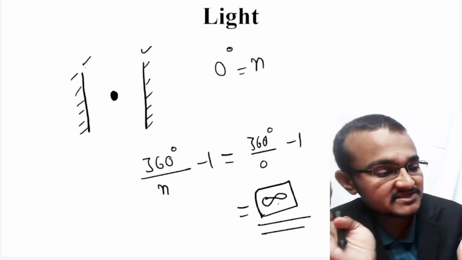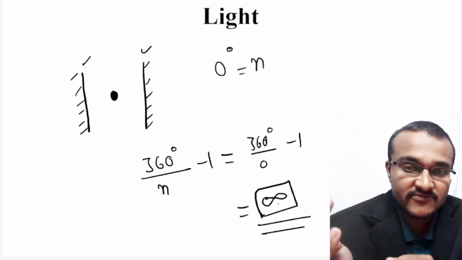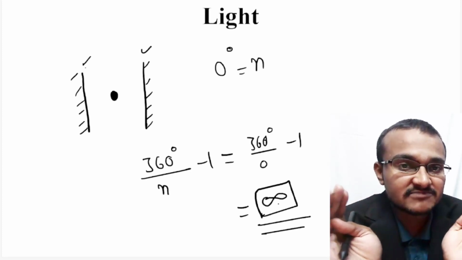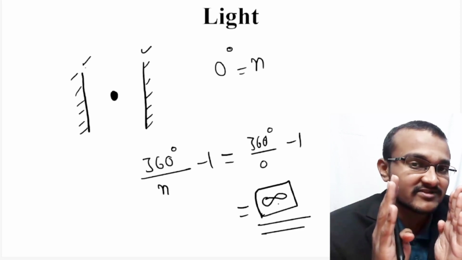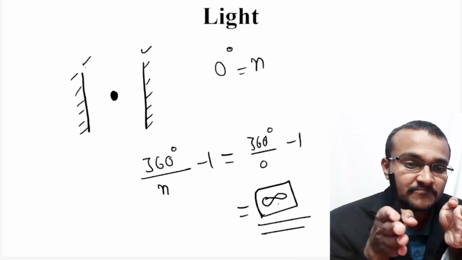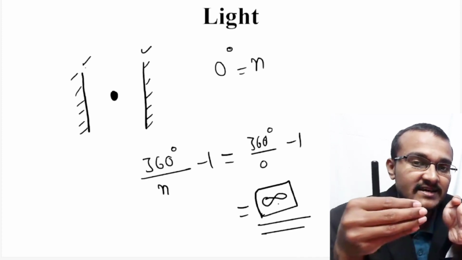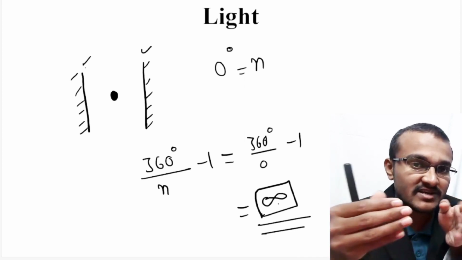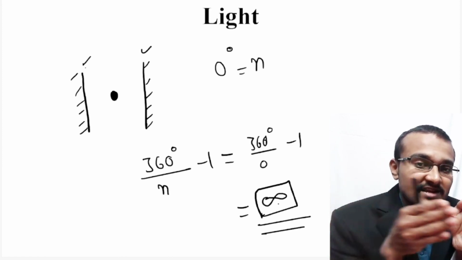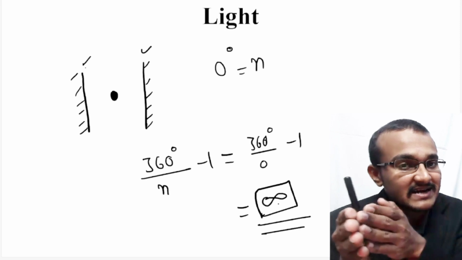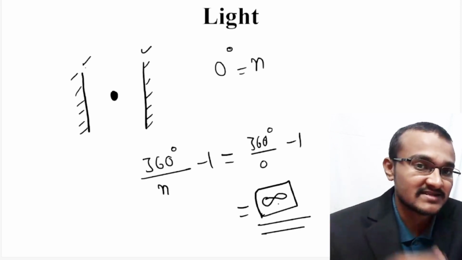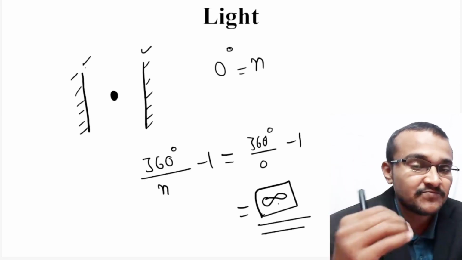So if you see images formed in this particular mirror, you can see an infinite number of images because there is no angle between these two mirrors, and they are kept exactly opposite to each other. So the reflected ray from this first mirror will be reflected back by the second mirror, and that reflected light will again be reflected by the first mirror, and again there will be a reflection from the second mirror. So there will be multiple reflections taking place, hence there will be multiple image formation.